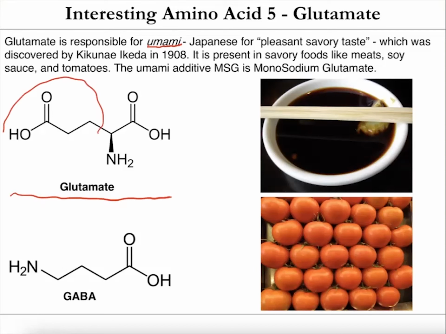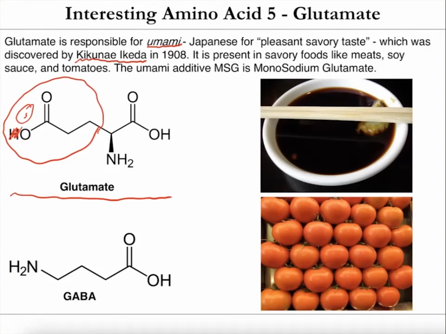So it has this side chain here. It's actually negatively charged at pH 7, but it has this carboxylic acid group. The link between glutamate and umami was first discovered by this guy, Kikunae Ikeda, in 1908. And like I said, it's present in savory foods like meats and soy sauce and tomatoes.